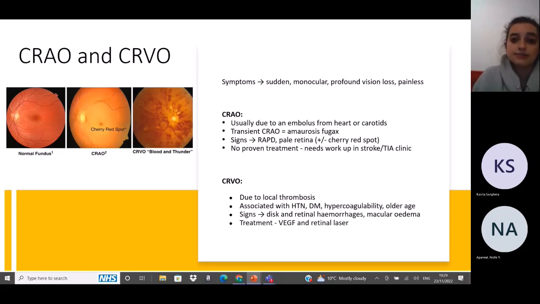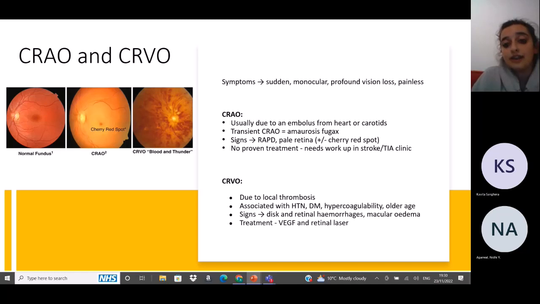So in terms of symptoms, you're going to have someone who suddenly has a profound loss of vision in one eye, and it's going to be painless. In terms of the arterial occlusions, it's usually due to an embolus, so either from the heart or from the carotids. And you can have transient arterial occlusions as well, and the fancy name for that is amaurosis fugax. So I'd memorise that because that does sometimes come up as an option in SBAs.